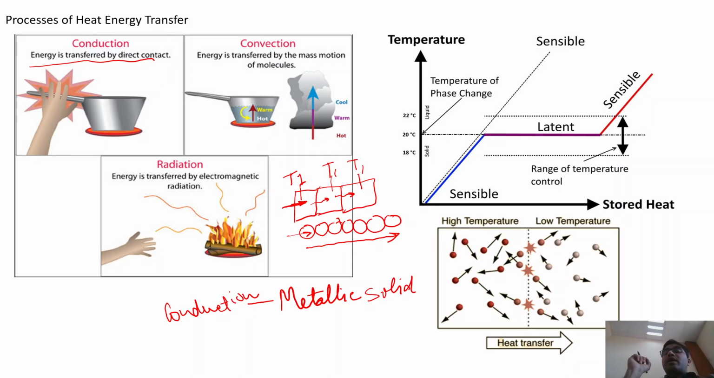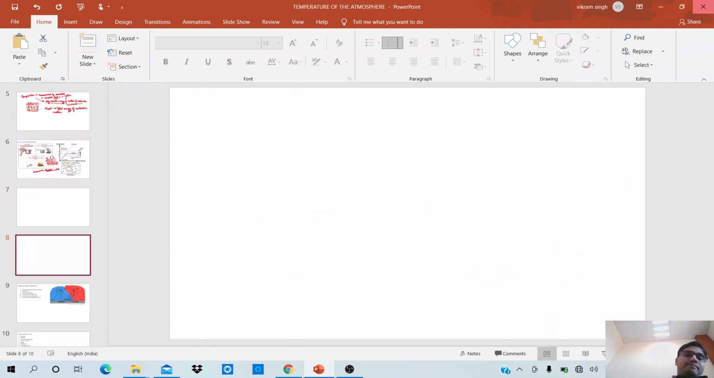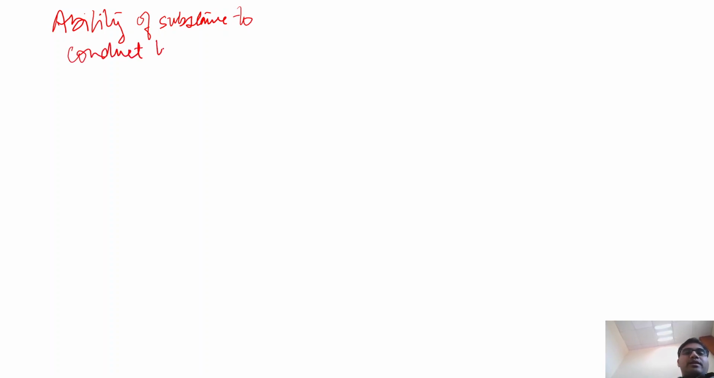Now the ability of substances to conduct heat varies in direct proportion with the heat conductivity of the substance. So let me add a few slides and tell you. Here, the ability of a substance to conduct heat is directly proportional to the heat conductivity of the substance. Now, what does this mean?